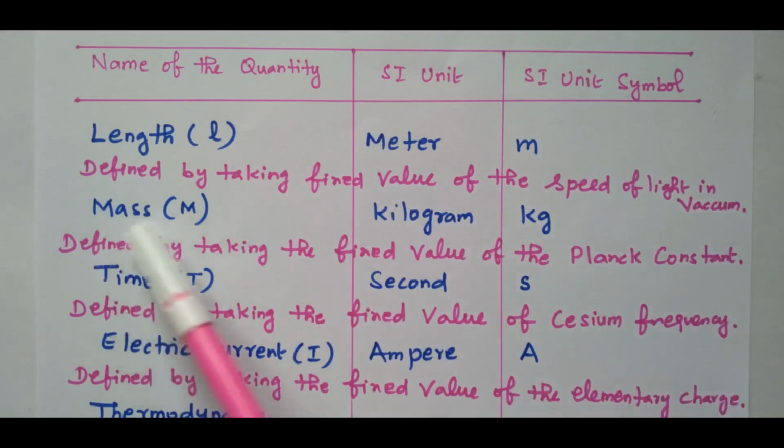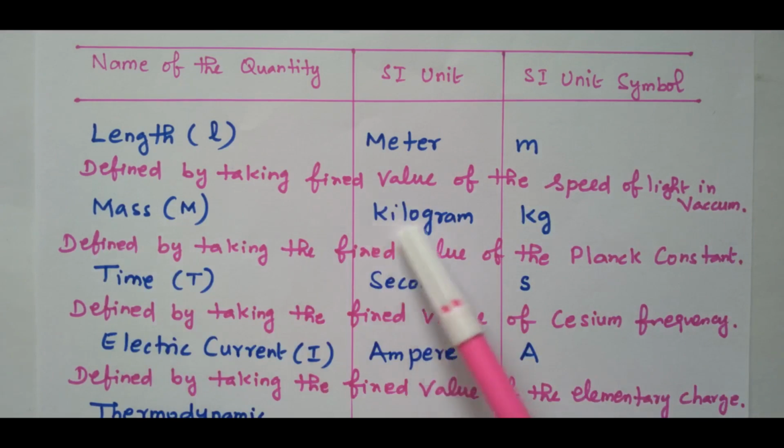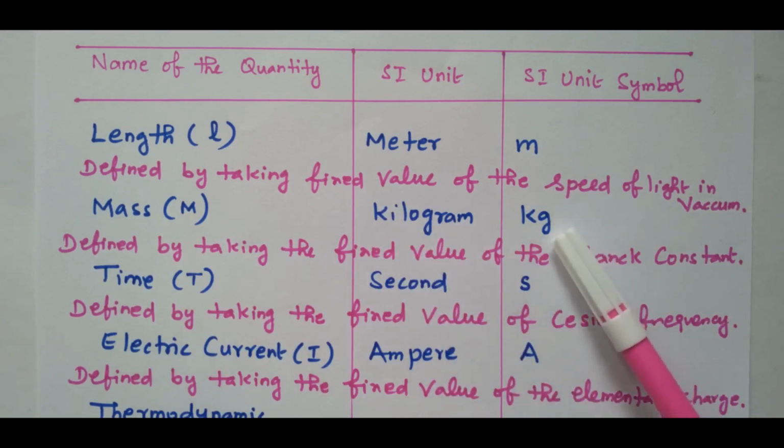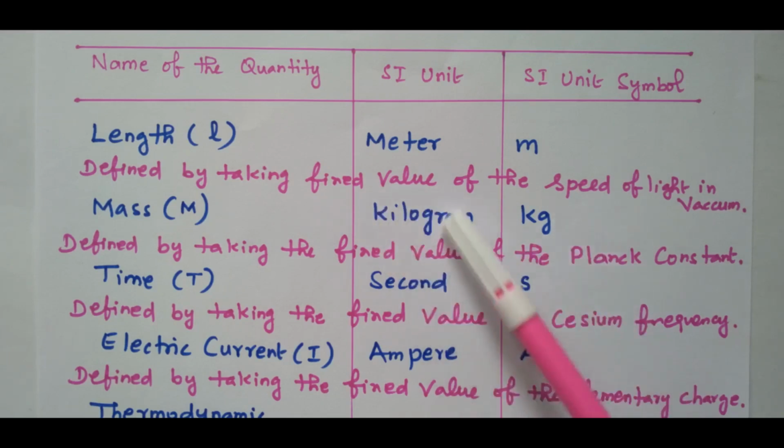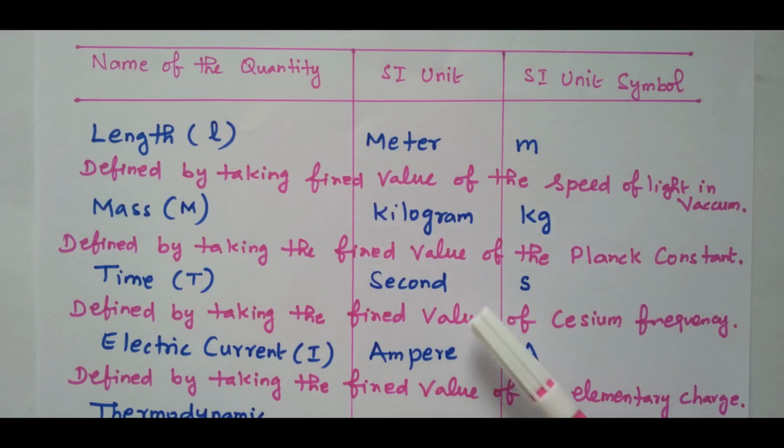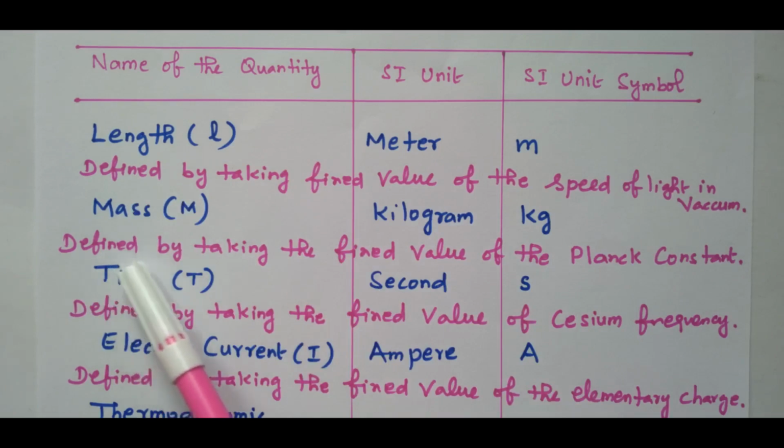The second one is mass. The unit is kilogram and the symbol is kg. While purchasing any product or material, we refer to kilogram or gram. How is it defined internationally? It is defined by taking a fixed value of the Planck constant.